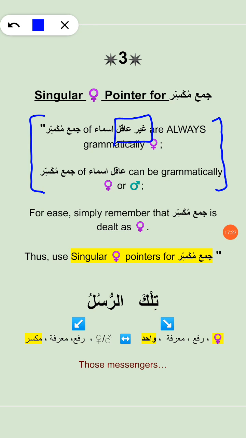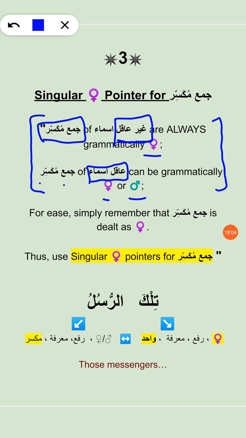Aqil are the ones that possess intellect, and ghair aqil ones are the ones that do not possess any intellect. Aqil asma has humans, jinns, and angels in them, and ghair aqil asma is everything else. So jama mukassir of ghair aqil asma are always grammatically feminine, and jama mukassir of aqil asma can be grammatically dealt as feminine as well as masculine.